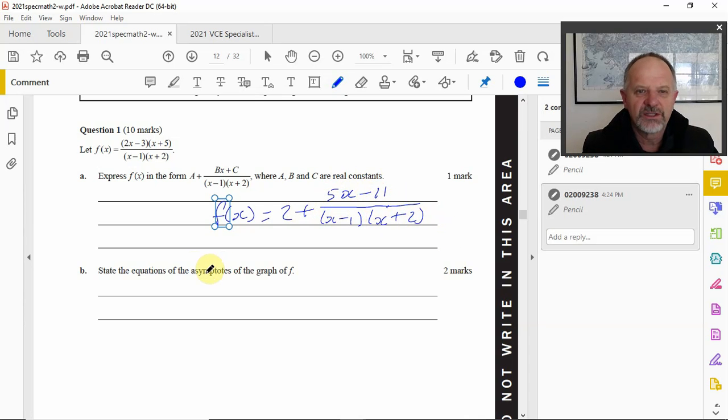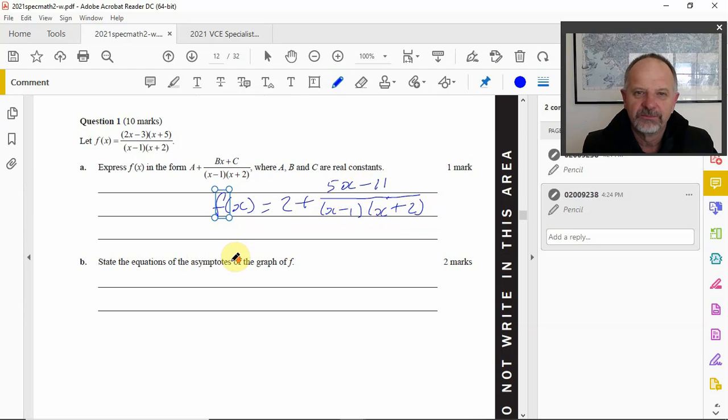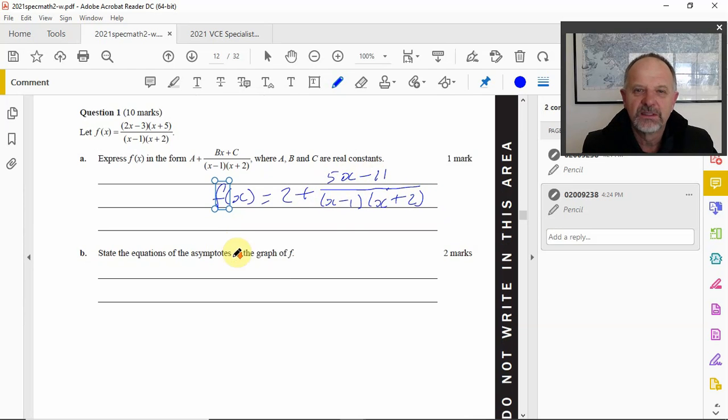All right, equations of the asymptotes. So that's all asymptotes, not just the vertical ones. So vertical and any other, and in this case, the other one's a horizontal one. And the horizontal one is this 2 on the end here. So state the equations of the asymptotes. So y equals 2 is one of the asymptotes.